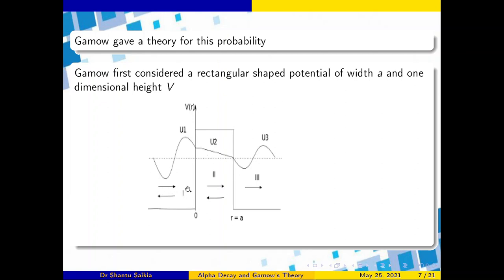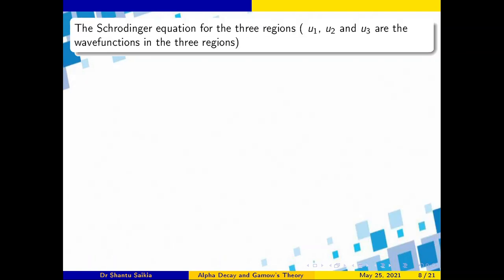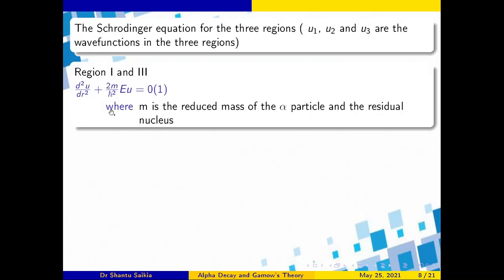So region 1 has incident and reflected. Region 2 also has incident, from the other end of the barrier, and reflected. Region 3 has only the transmitted waves. So he wrote down the Schrodinger's equations for the three regions 1, 2 and 3. Regions 1 and 3 can be written as this, where we consider the potential to be 0. This is equation 1. E is the energy of the alpha particle, and M is the reduced mass of the alpha particle and the residual nucleus.